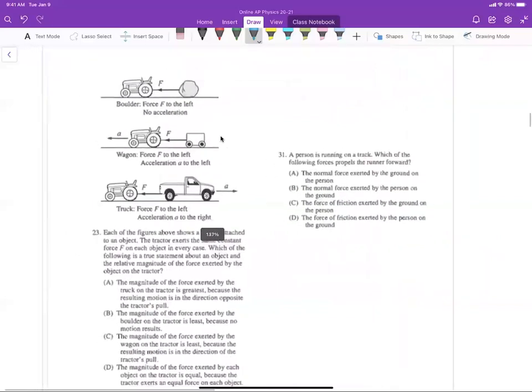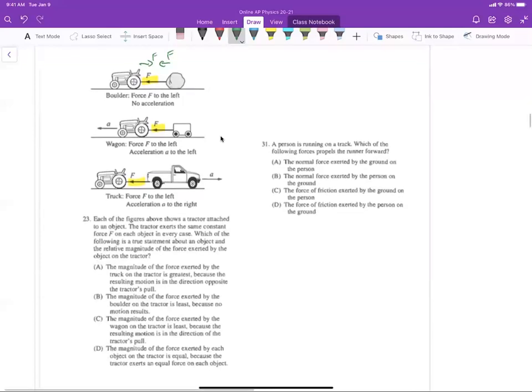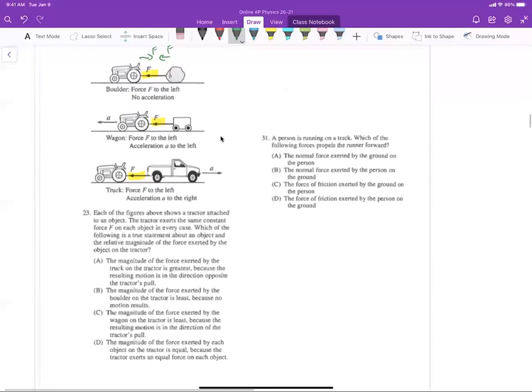This is a Newton's third law pair. They tell us that this force by the tractor is the same in every situation. That means that the force exerted on the tractor by the object is the same. So this is F and this is F. And so the magnitude, if you read the whole problem, of the force exerted by the object on the tractor is equal, because the tractor exerts an equal force on every object. That's a Newton's third law pair.